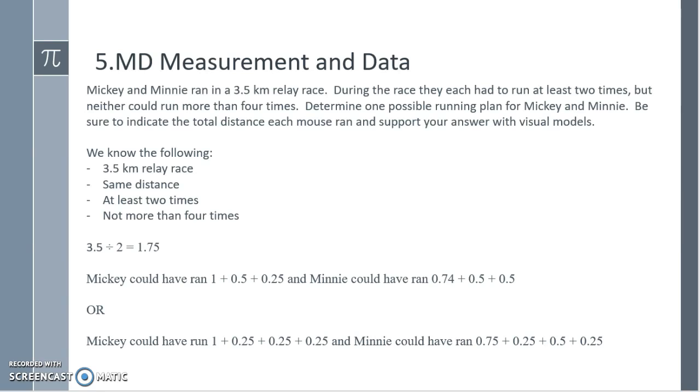Or Mickey could have ran 1 kilometer plus 25 hundredths of a kilometer plus 25 hundredths of a kilometer plus 25 hundredths of a kilometer, still being within the at least 2 times but not more than 4 times. And Minnie could have ran 75 hundredths of a kilometer plus 25 hundredths of a kilometer plus half a kilometer plus a quarter of a kilometer. And this one needs to change too. So these are just 2 different possibilities. There are quite a bit you could have chosen to make this work.